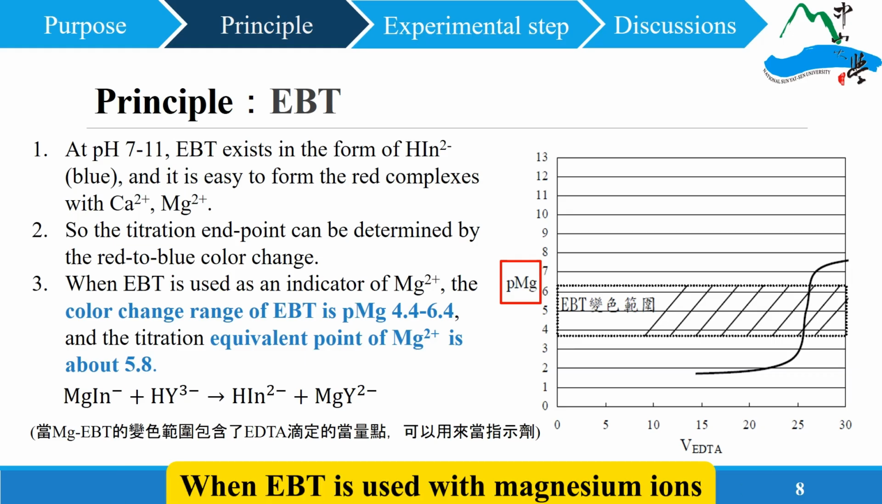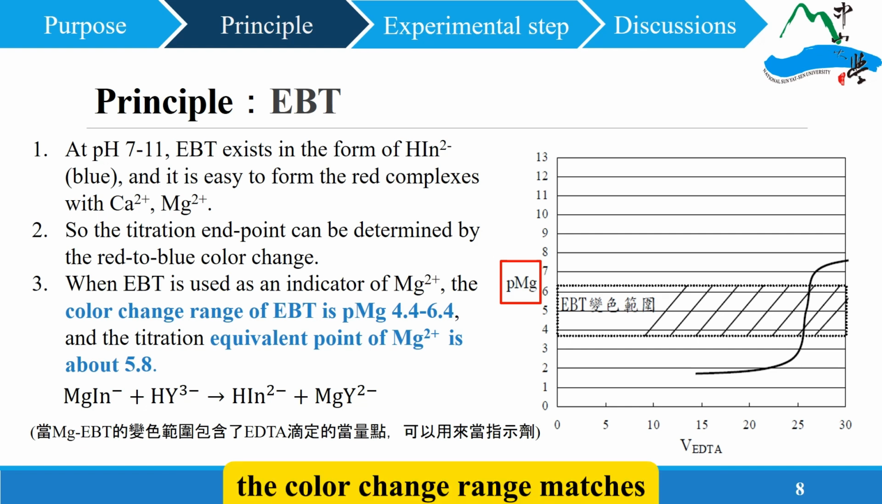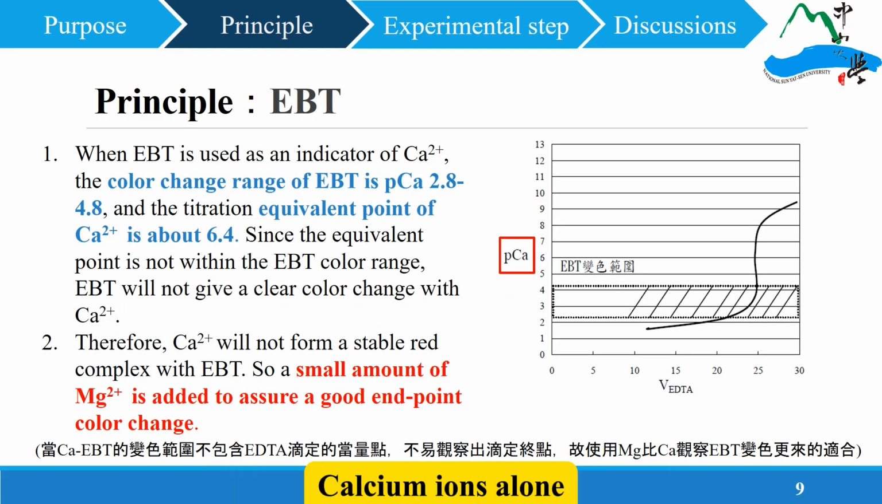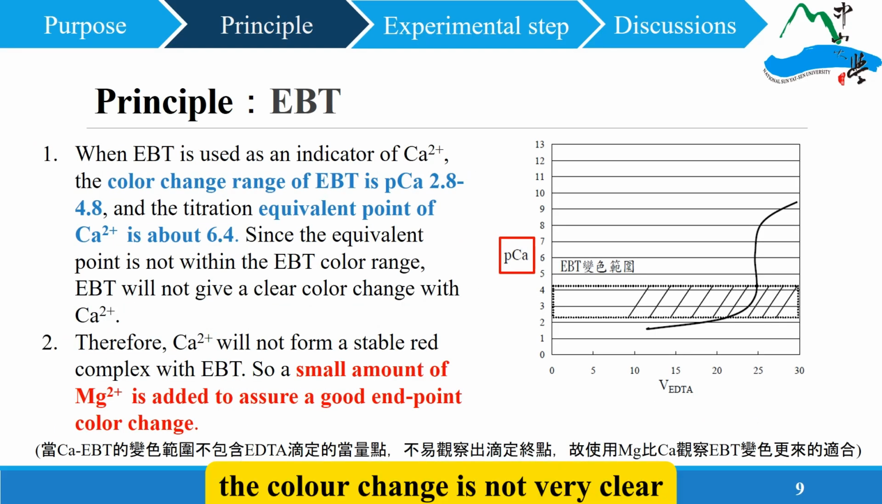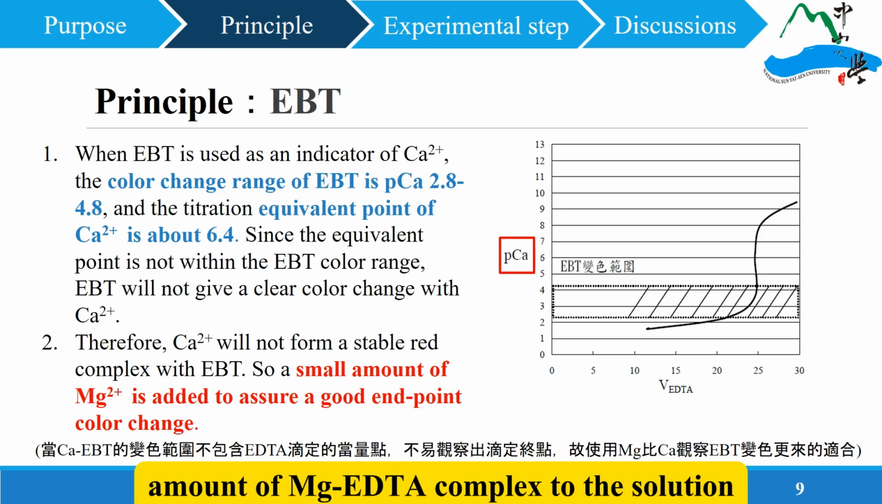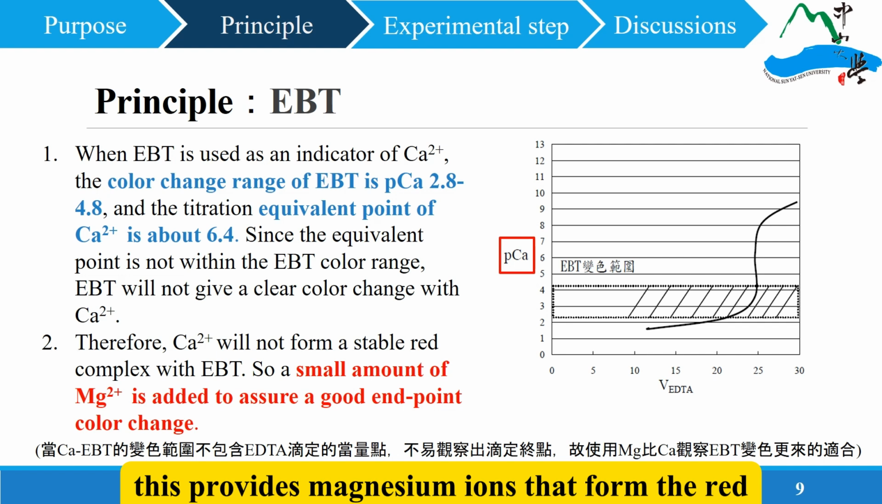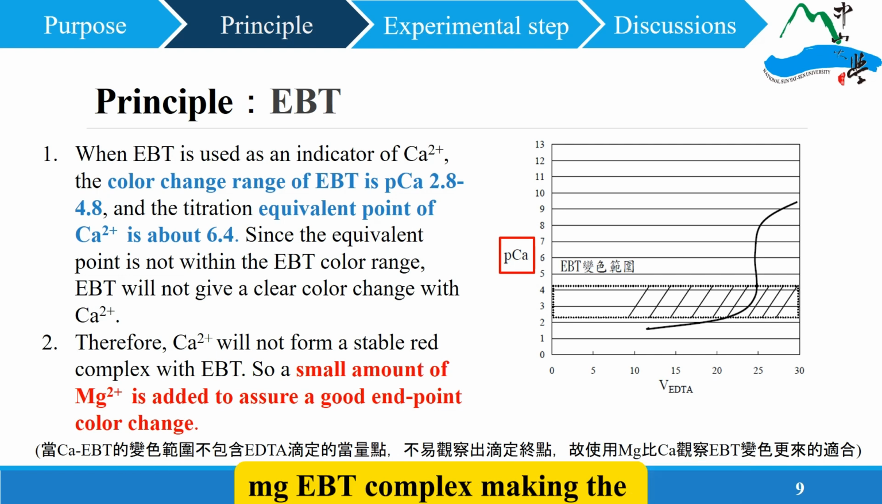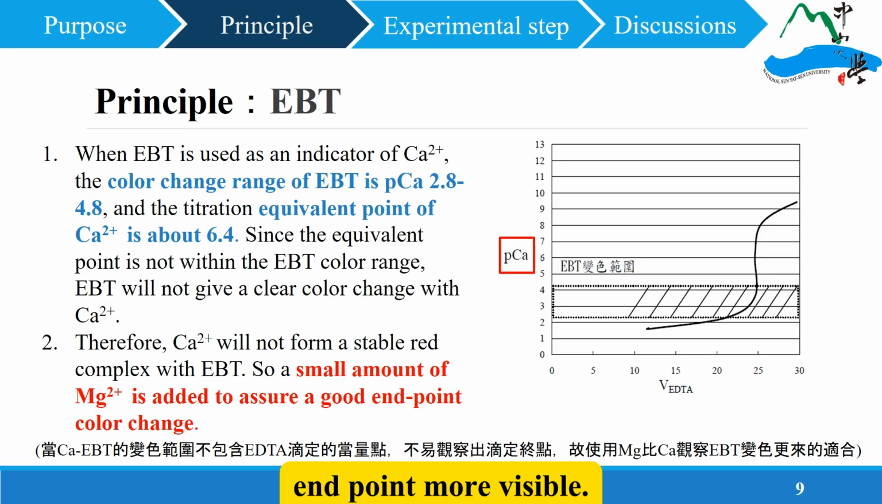There is an important detail about the indicator. When EBT is used with magnesium ions, the color change range matches well with the titration equivalence point. This means the color change is clear and easy to observe. However, when EBT is used with calcium ions alone, the color change is not very clear because the equivalence point does not fall within the color change range of the indicator. To solve this problem, we add a small amount of MgEDTA complex to the solution. This provides magnesium ions that form the red MgEBT complex, making the endpoint more visible.